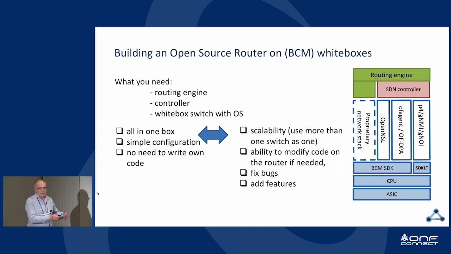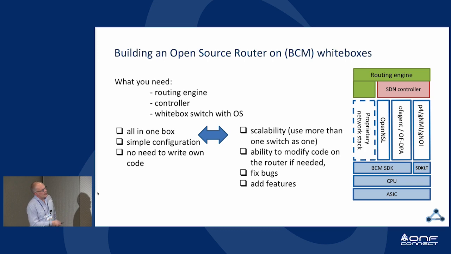But then the requirements are pretty much differing. Some people want all of that in one box to behave like a real router, and I don't want to write any extra code, I just want this thing to be working as a BGP router. Other people would like a scalable approach, so I actually want to have ONOS and multiple switches controlled by one controller. You may want the ability to modify code on the router if needed. You may want to fix bugs and add features. So there's a bit of a difference in requirements.